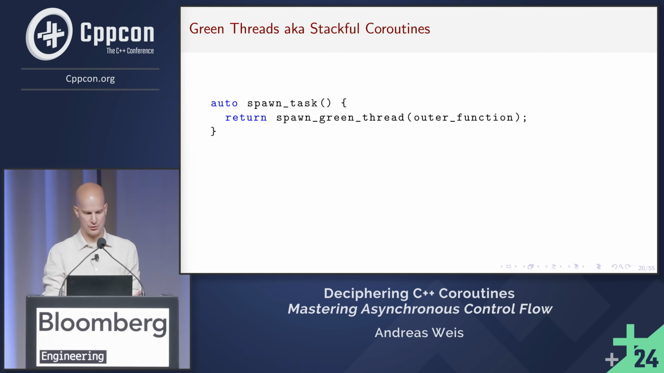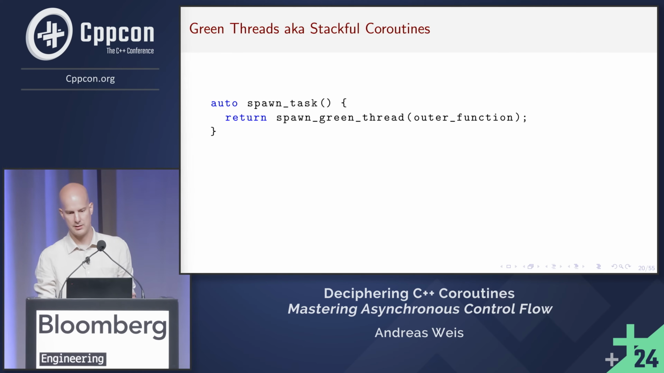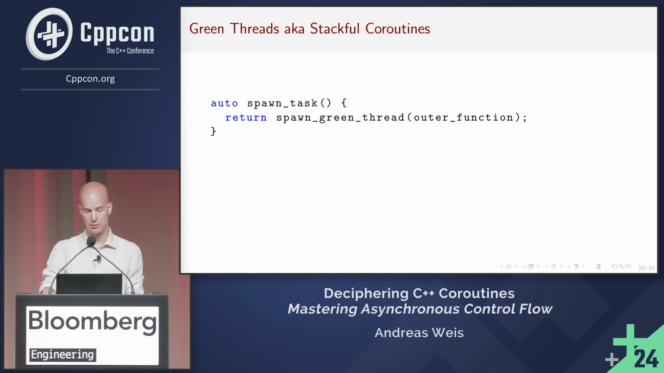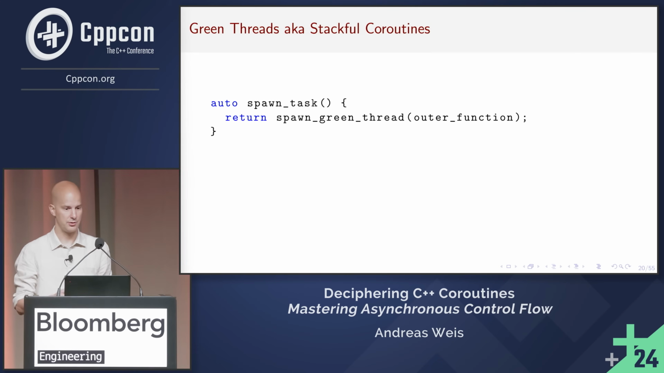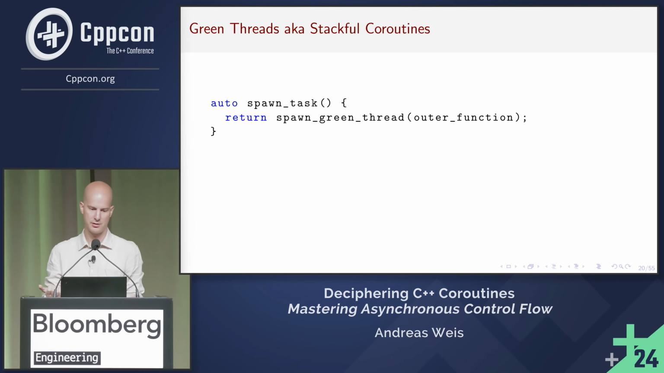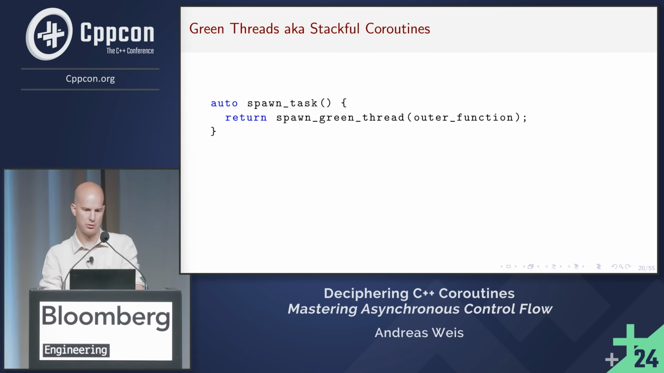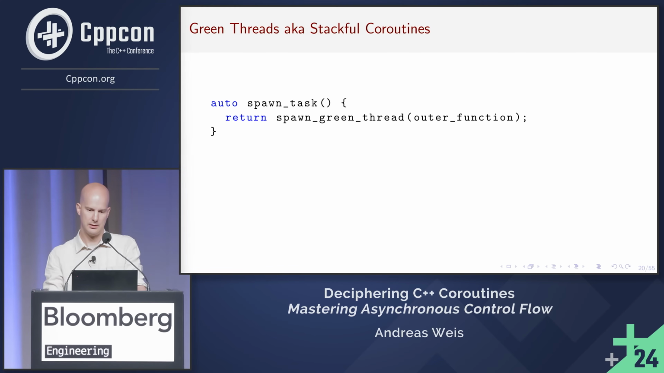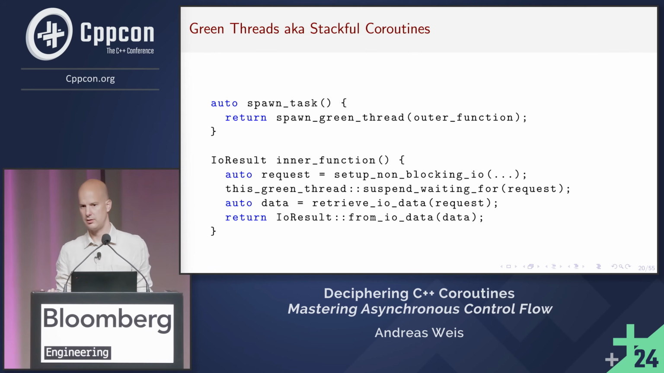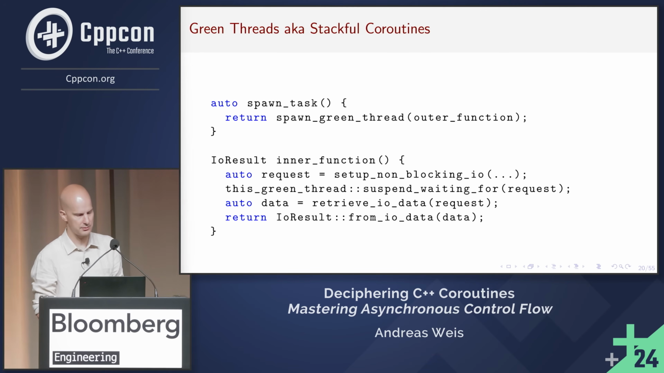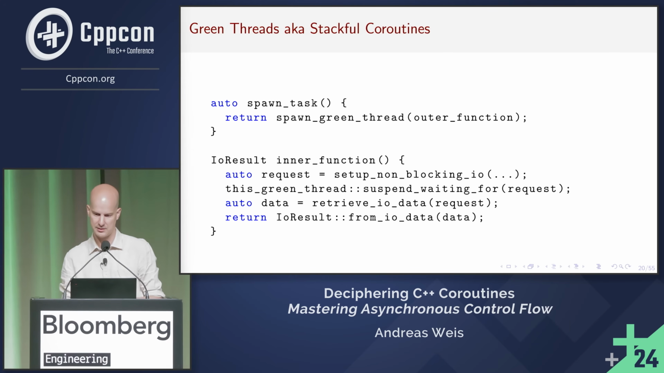So an alternative to just using operating system threads is green threads, which are sometimes also called stackful coroutines. Sometimes you also hear the term fiber or user mode threads. And this is one of the most popular mechanisms for cooperative multi-threading. So the way that this works is we spawn a green thread. So this is just a user land thread. This doesn't require support from the operating system.